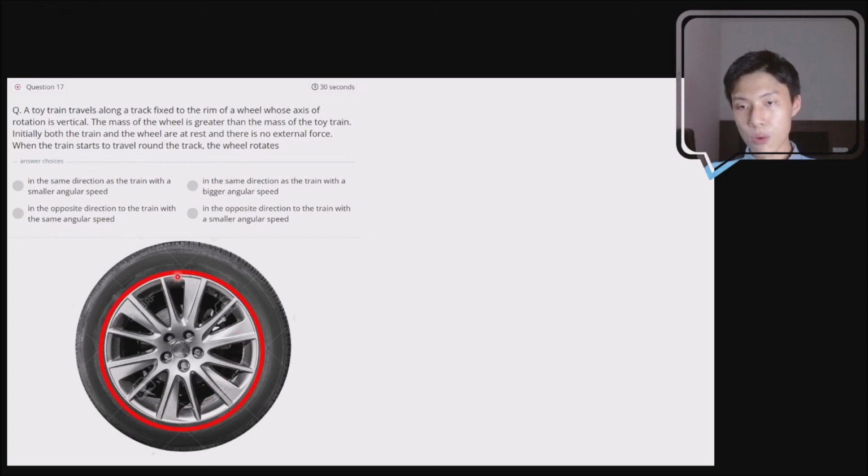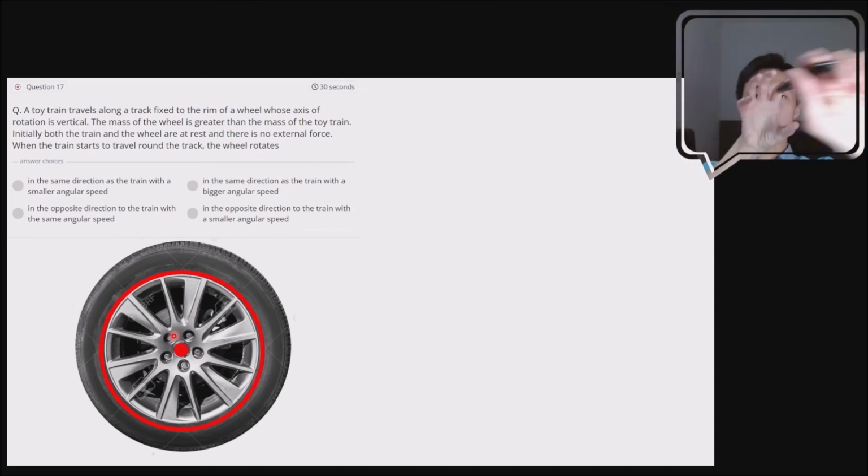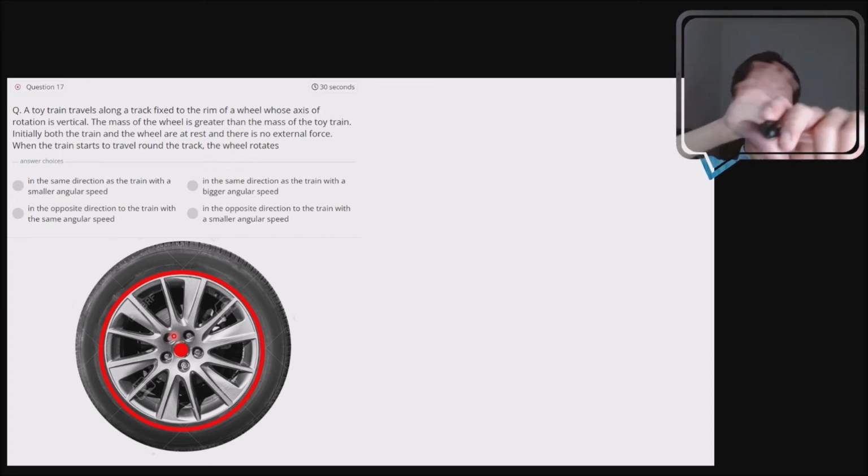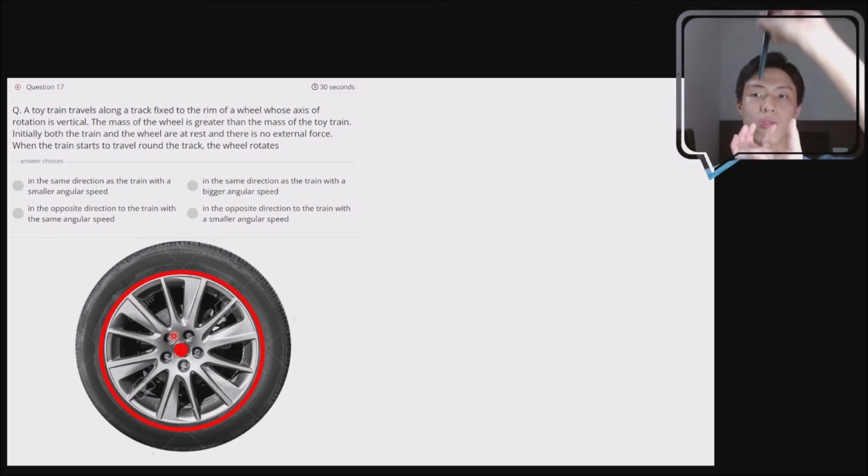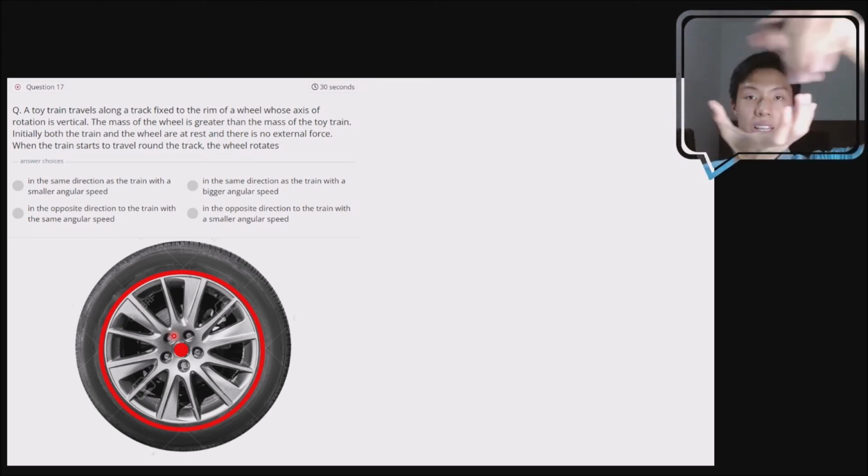The rim is the circumference of the wheel. So you have a track fixed along this red line, which is the rim of the wheel, and this wheel has an axis of rotation which is vertical. The axis of rotation is somewhere at the middle, pointing outwards towards you, so the wheel will rotate like this. If you flip it up, then you consider the axis of rotation to be vertical. If you install the wheel flat, then the axis of rotation will be vertical.